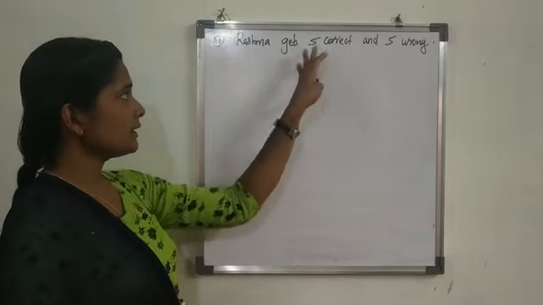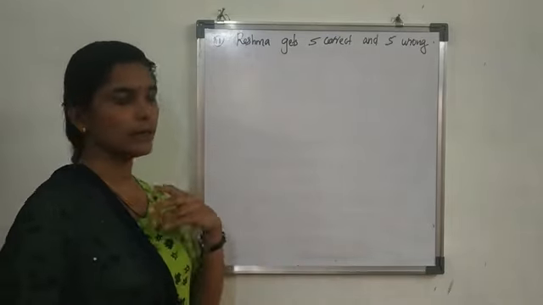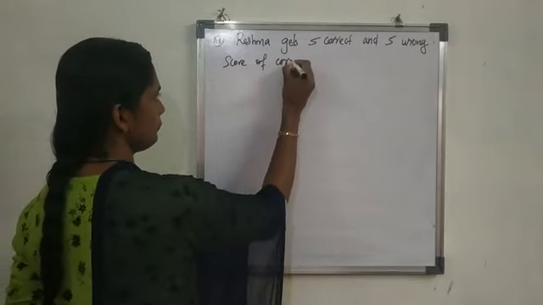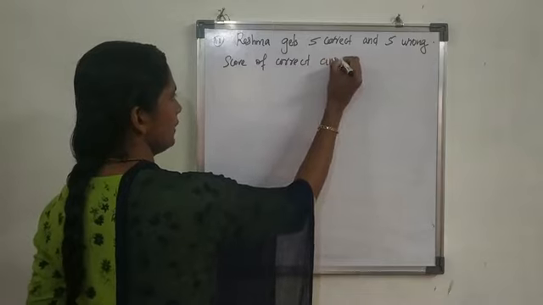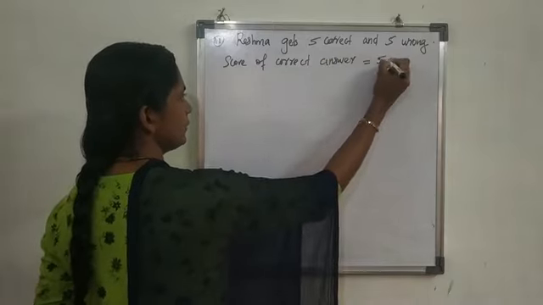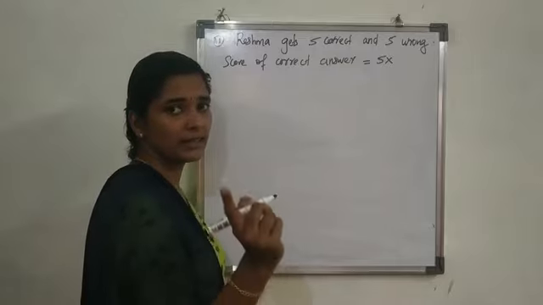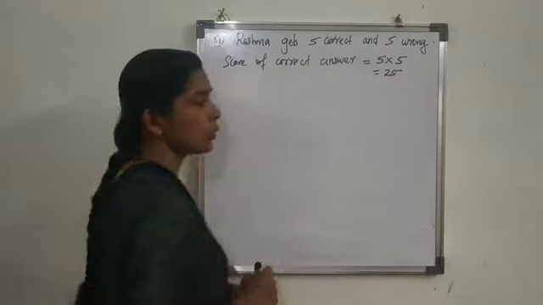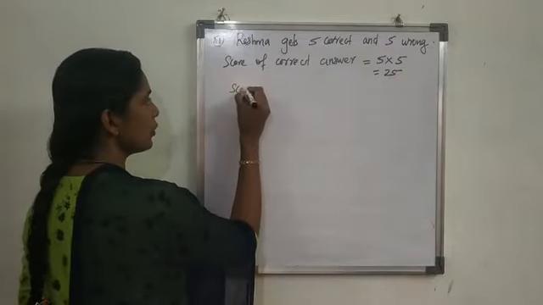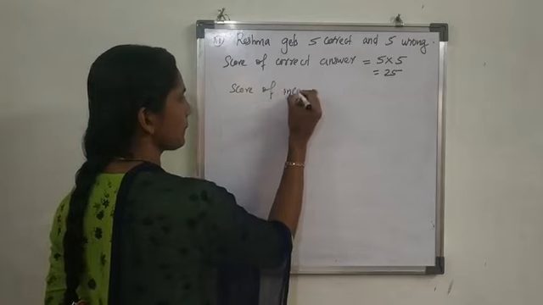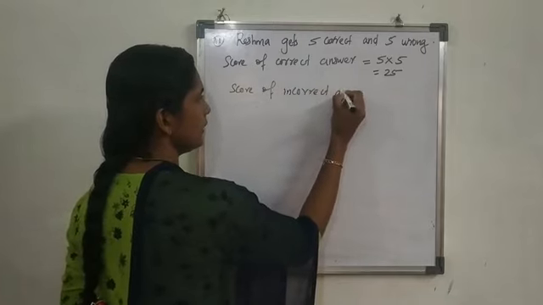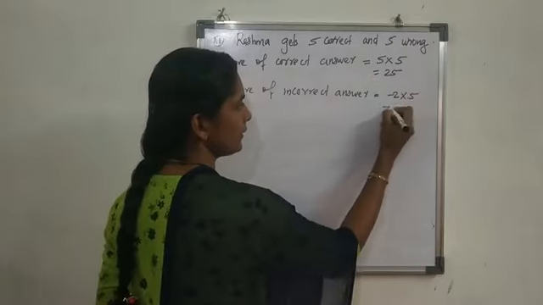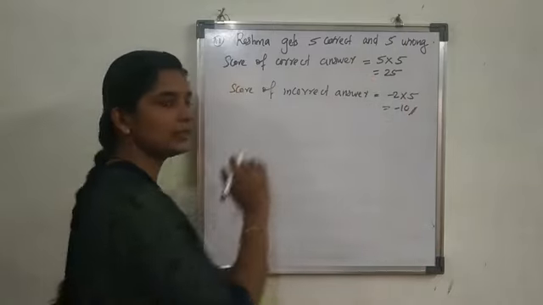Okay. Reshma gets 5 correct and 5 wrong answers. The score of correct answers: 5 are there, and the mark for 1 correct answer is 5. 5 correct answers are there. 5 into 5, 25 is the score of correct answers. And the score of incorrect answers, that is also 5 are there, and minus 2 for 1. Minus 2 into 5 is equal to minus 10, the score of incorrect answers.